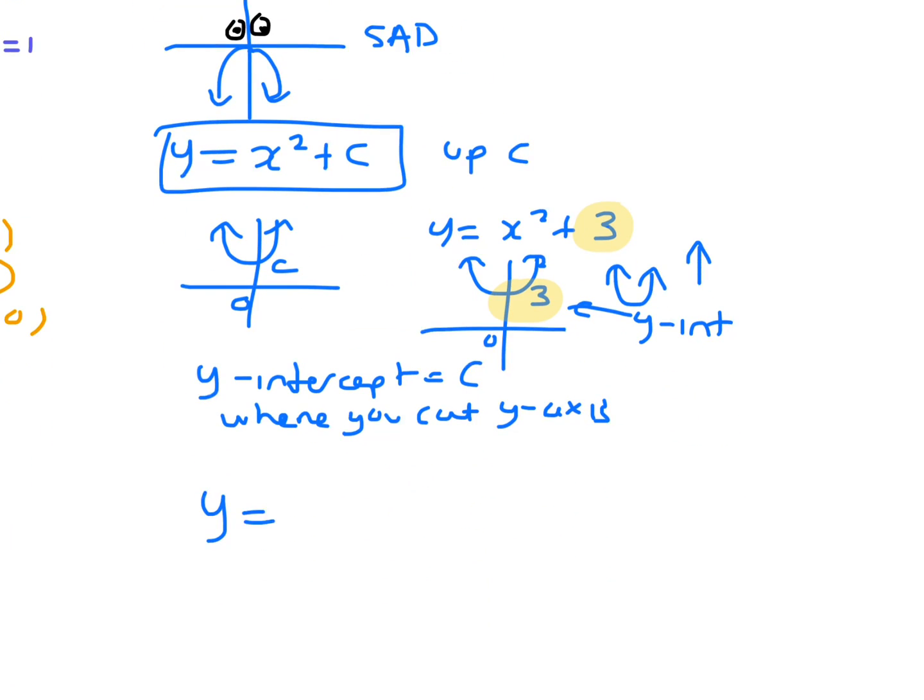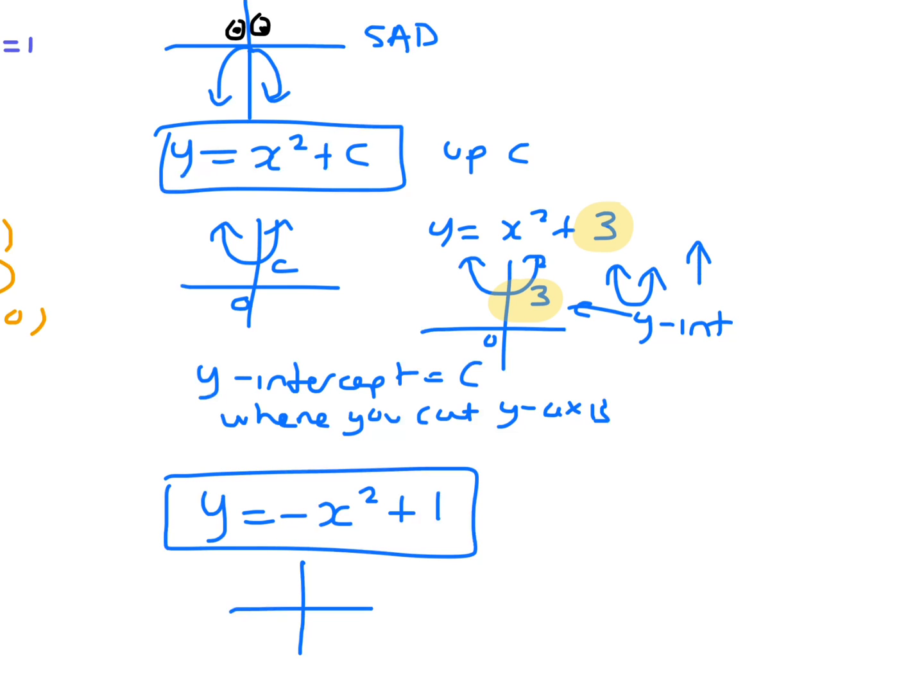Okay, so if you had a combination of both, -x squared plus 1, then that one has a negative in front of the x squared, so that one will be sad, and then it goes plus 1, so that means it goes through 1. So it'd look like this.